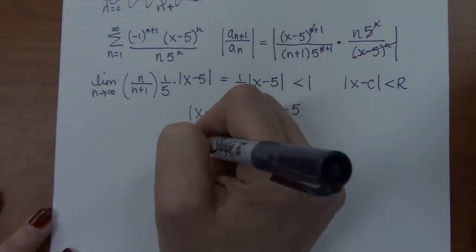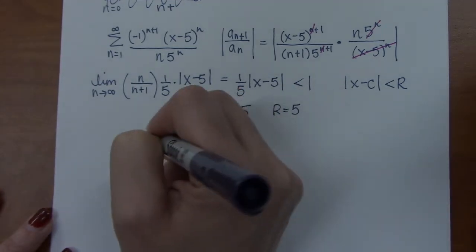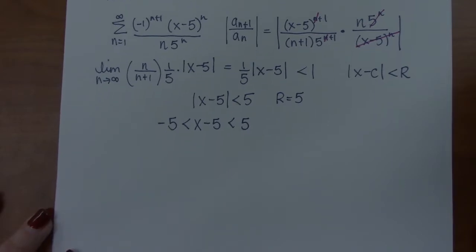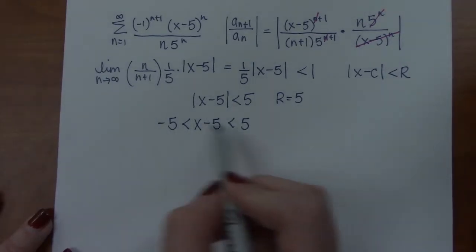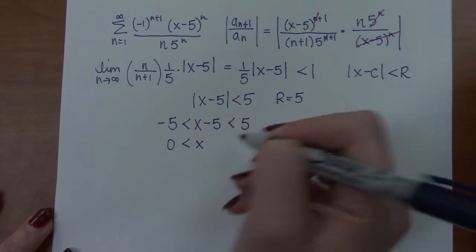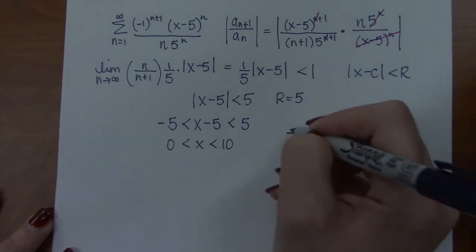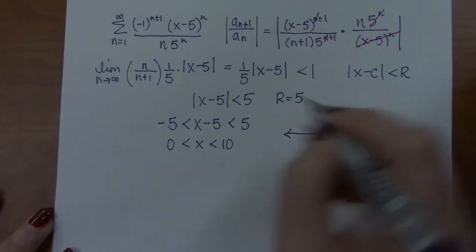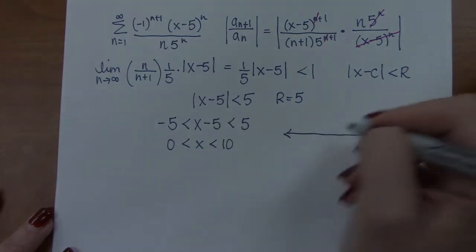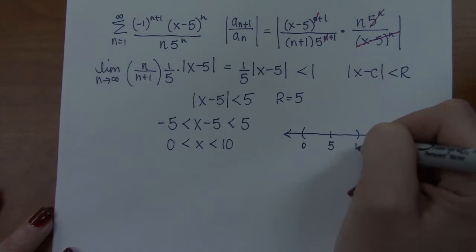So we can drop the absolute value bars, and we can sandwich this expression between -5 and 5. And so then we solve for x by adding 5 to both sides. So this is going to give me 0 < x < 10. And I do recommend sketching it on a number line. You can see here that the center is 5, because we can always visualize the center in these expressions. And the interval goes from 0 to 10.